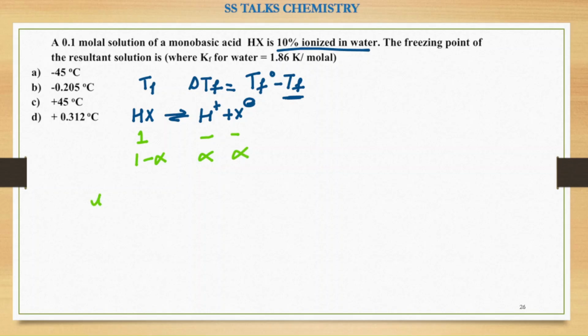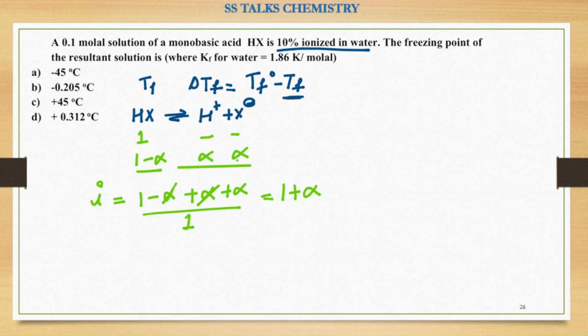If I calculate the i value from here, I'll get 1 minus alpha plus alpha plus alpha, the total final number of moles formed, upon the initial 1. So this is going to come out as 1 plus alpha. The alpha value we already know is 10%, so this is 1 plus 10 by 100, which comes out to be 1.1. So this is the i value we have calculated.